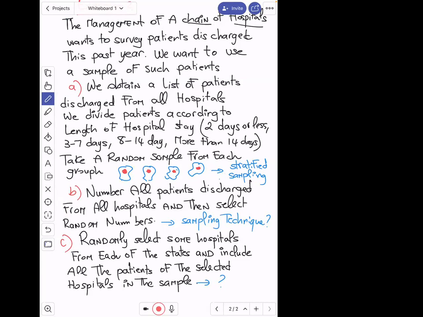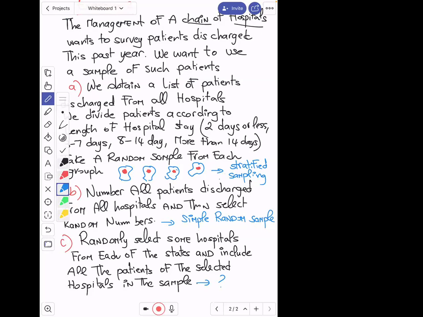Yes, Amy, very good. That's just a simple random sample, right? Here we don't divide the population or the patients into subgroups. It's not a systematic sampling. There's no starting point here. We just number the patients, and then we select some random numbers. So everyone has an equal chance of being selected, right? So yes, this is just a simple random sample. So B is just a simple random sampling.